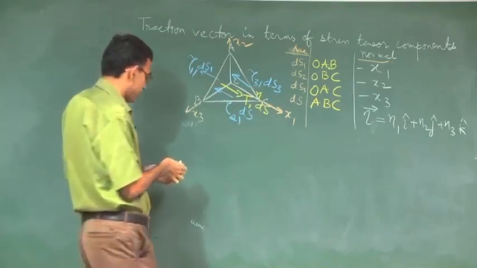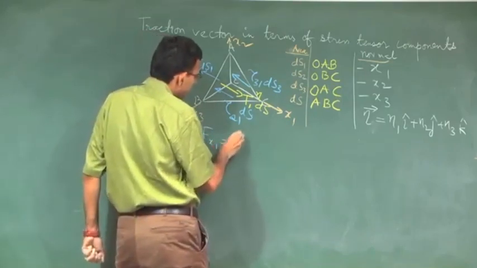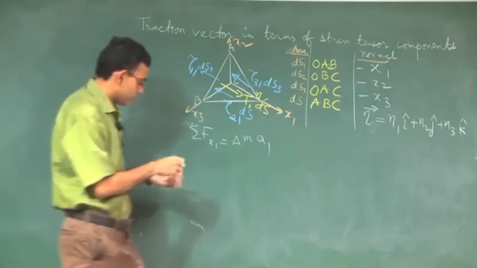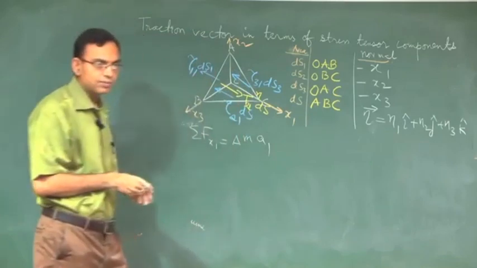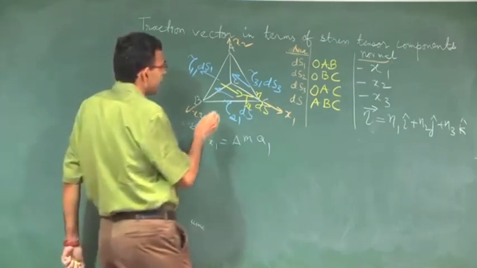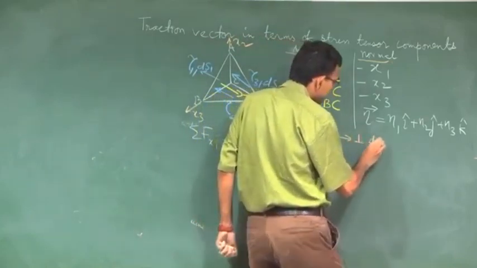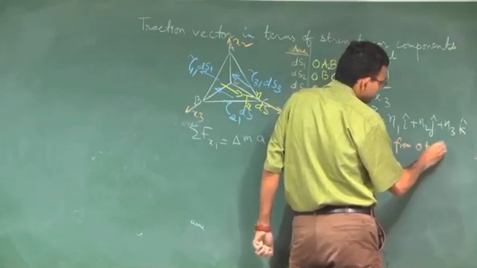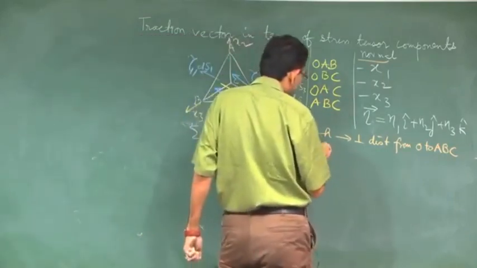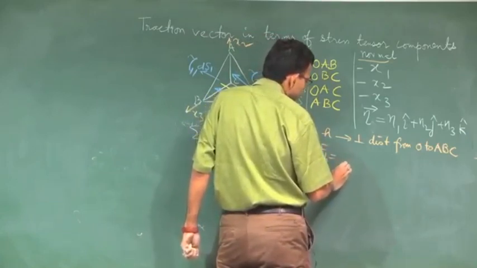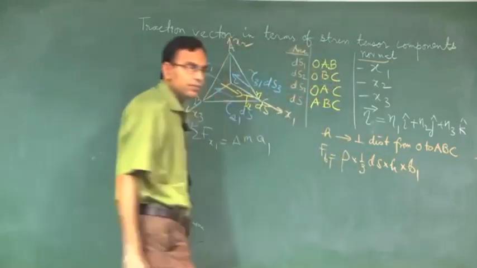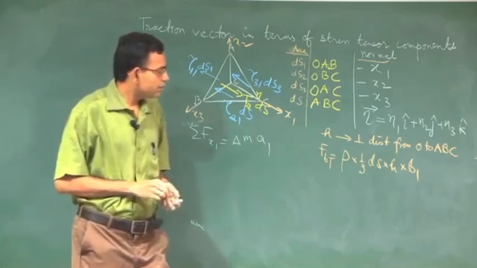So the resultant force along x1 is the mass times acceleration along 1. Oh yes, not only that, I have not written the body force which I should write. So what is the body force? Let us say that h is the perpendicular distance from O to ABC. So the body force is the volume, 1/3 into ds into h, times b1, the body force per unit volume along 1.